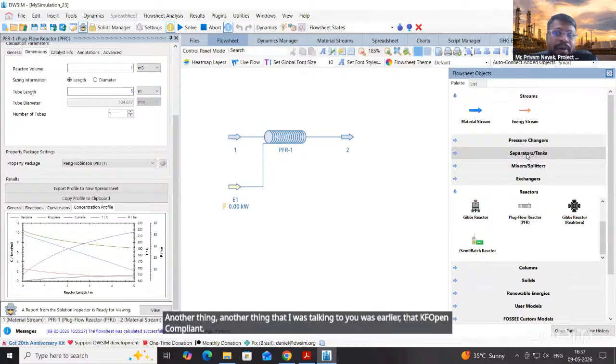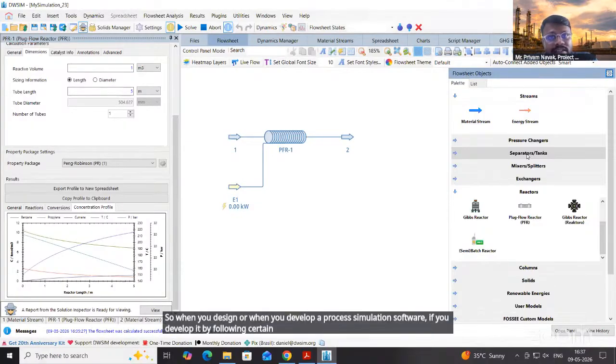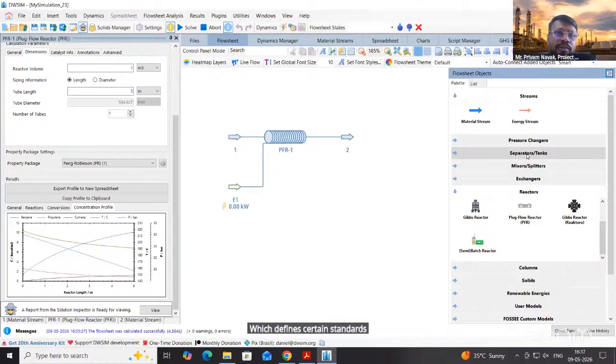Okay, the CAPE-Open compliance thing. Now, what do you mean by CAPE-Open compliant? CAPE stands for Computer Aided Process Engineering. So when you develop process simulation software, you can follow certain CAPE-Open standards. CAPE is an organization, Computer Aided Process Engineering, which defines certain standards for developing process simulation software.